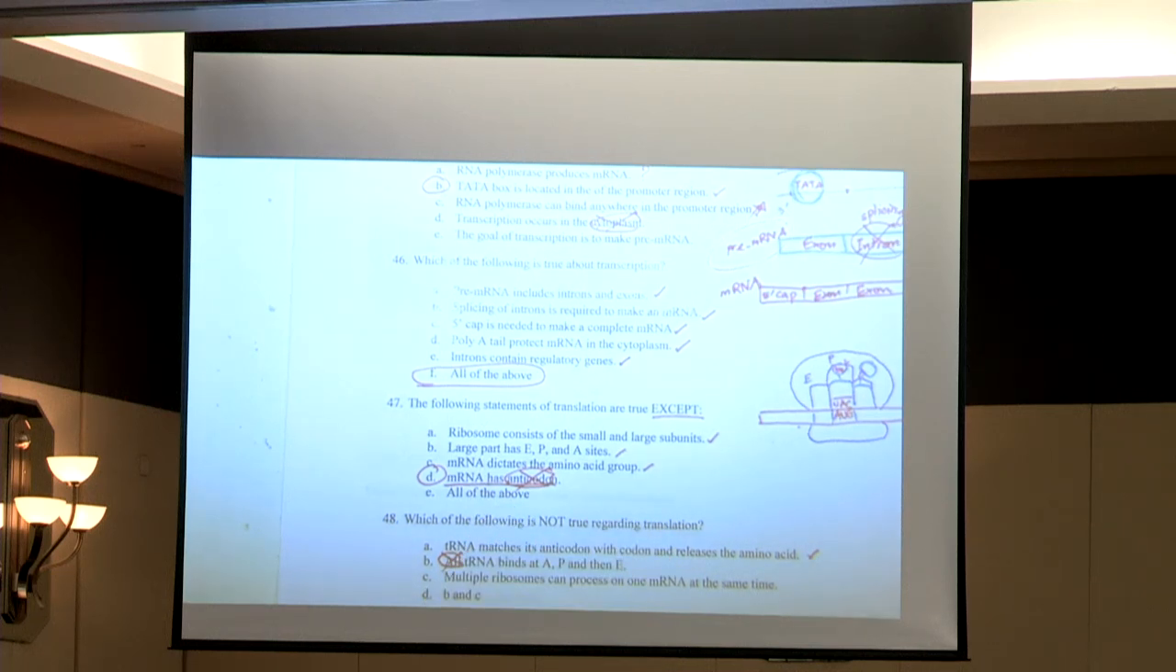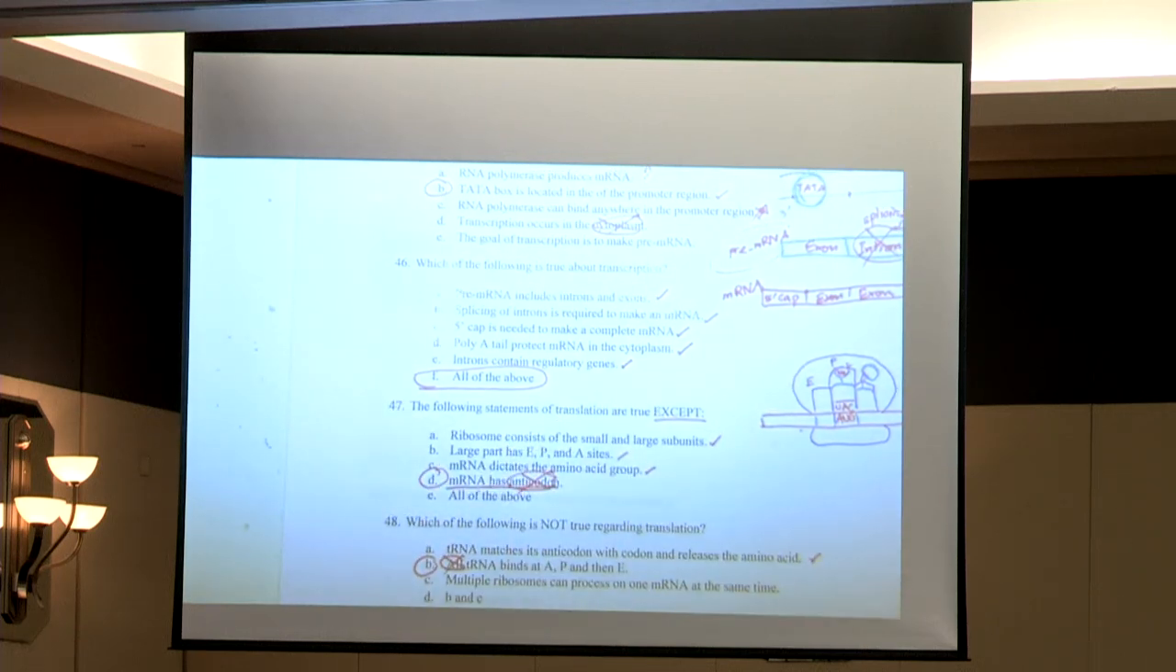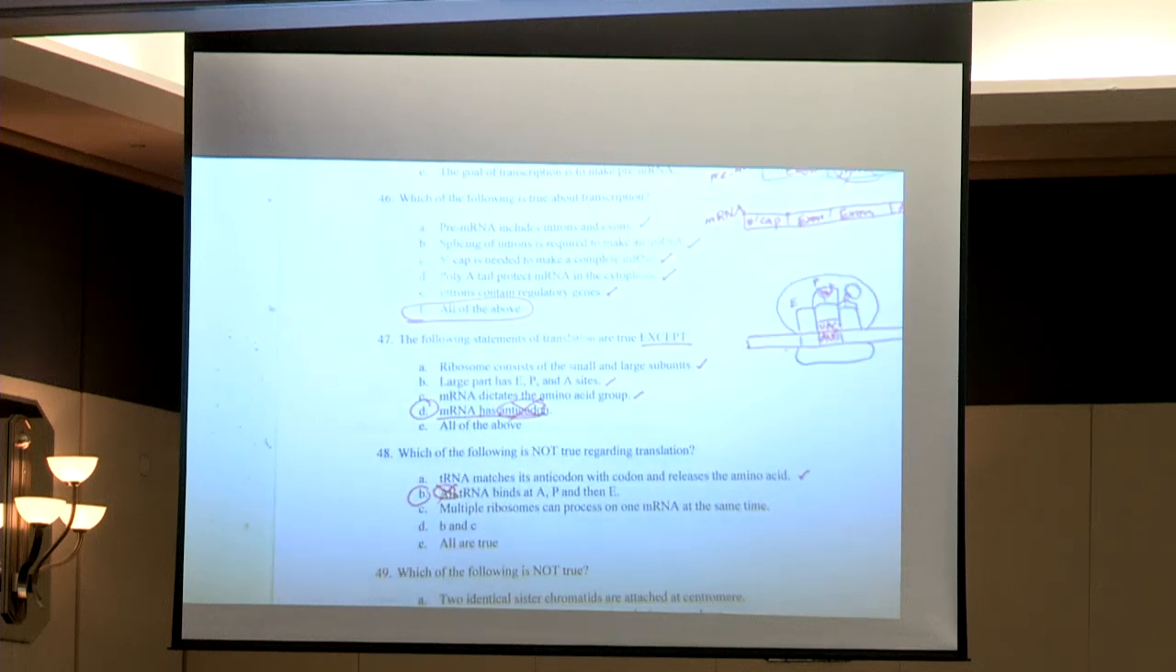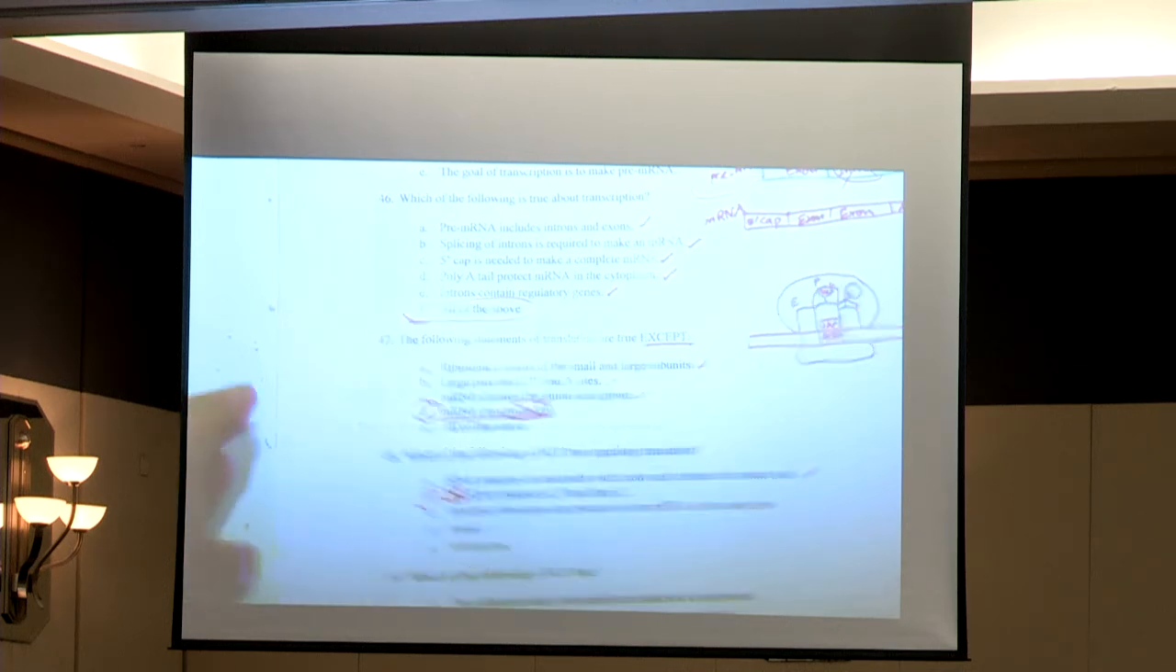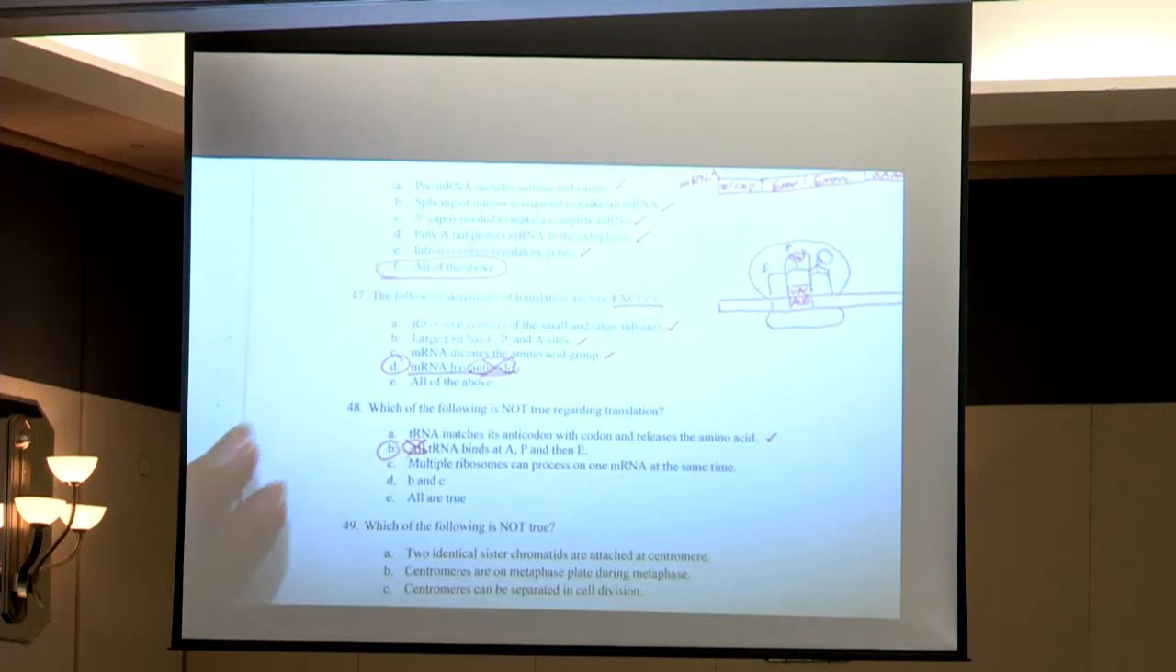Okay. So next one, multiple ribosomes can process on one mRNA at the same time. Is that possible? Yes, right? You can have multiple of them work on it. So the answer to this one is B. Okay. All right. Which of the following is not true? Well, I have a little separation here, so I'm going to put some here. Is it on the same here?